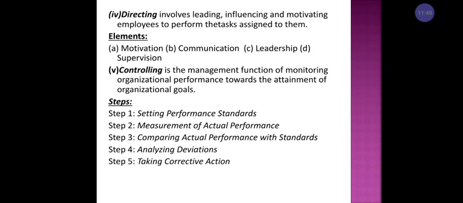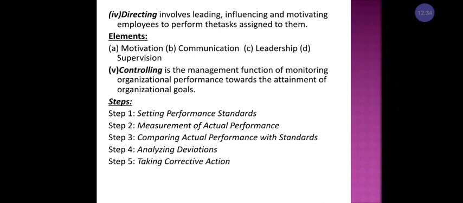And fifth one, controlling. Controlling is the management function of monitoring organizational performance toward attainment of organizational goals. I said that Mr. Kiran sets the objective in the planning function. Whether this objective is achieved or not, he wants to check in the controlling function. Understood? Here are the steps of controlling: setting performance standard, measurement of actual performance, comparing actual performance with the standard, analyzing deviation, taking corrective action.